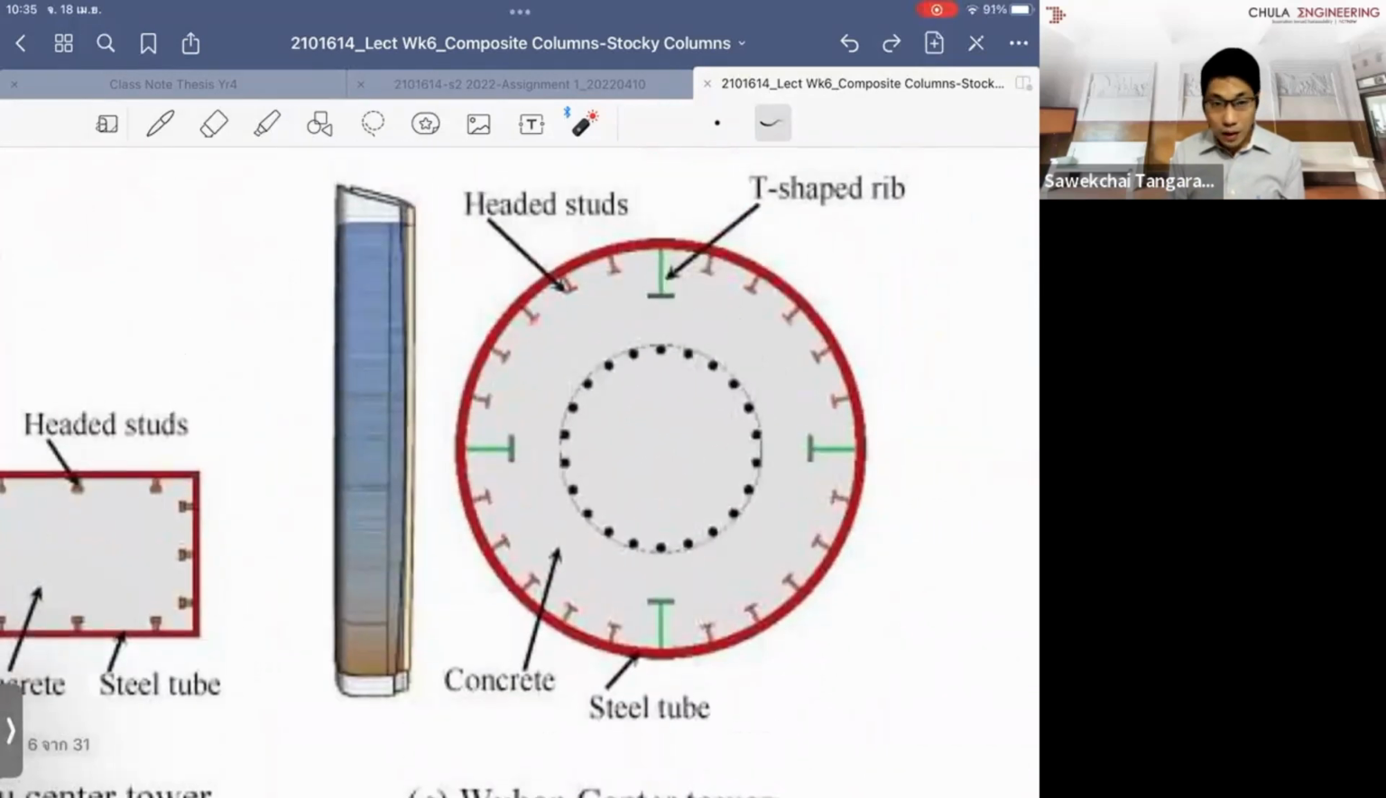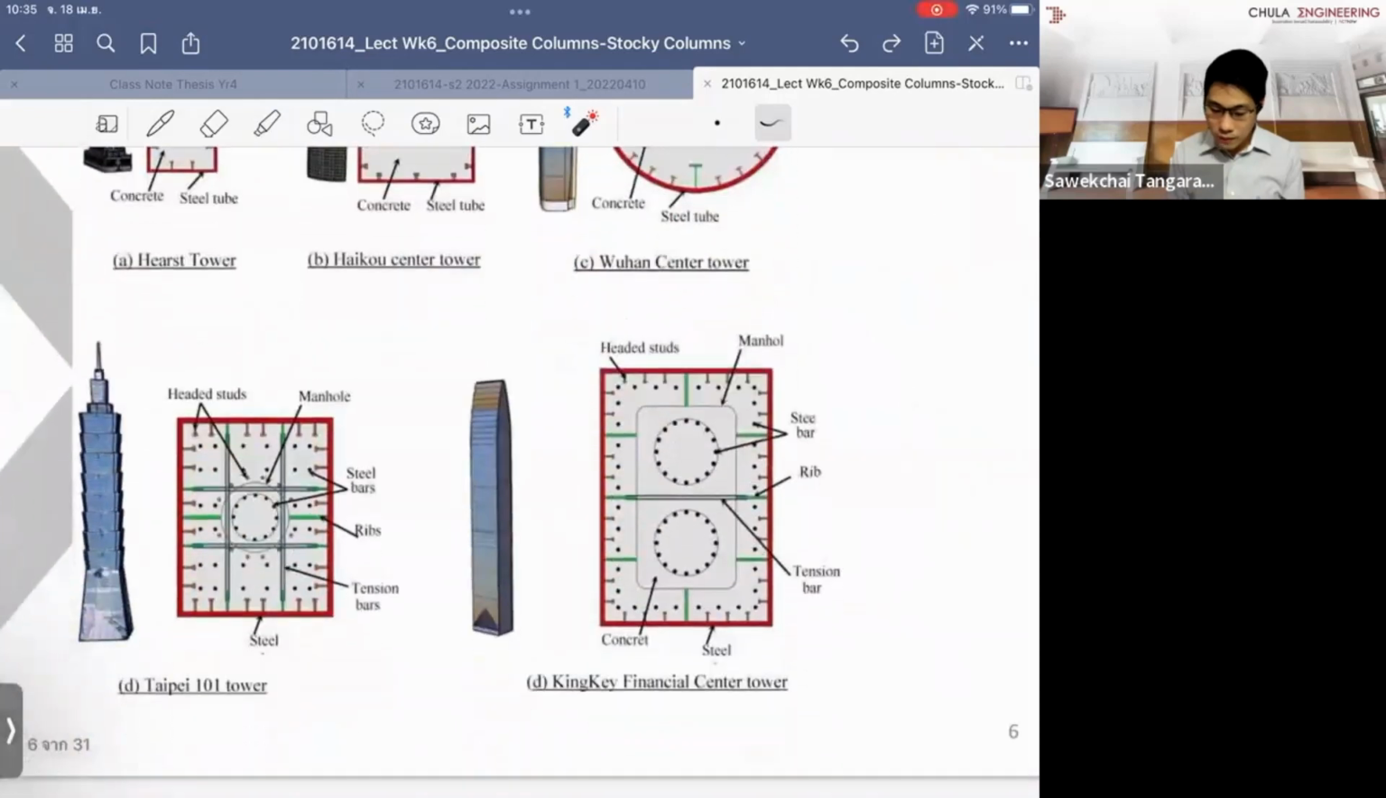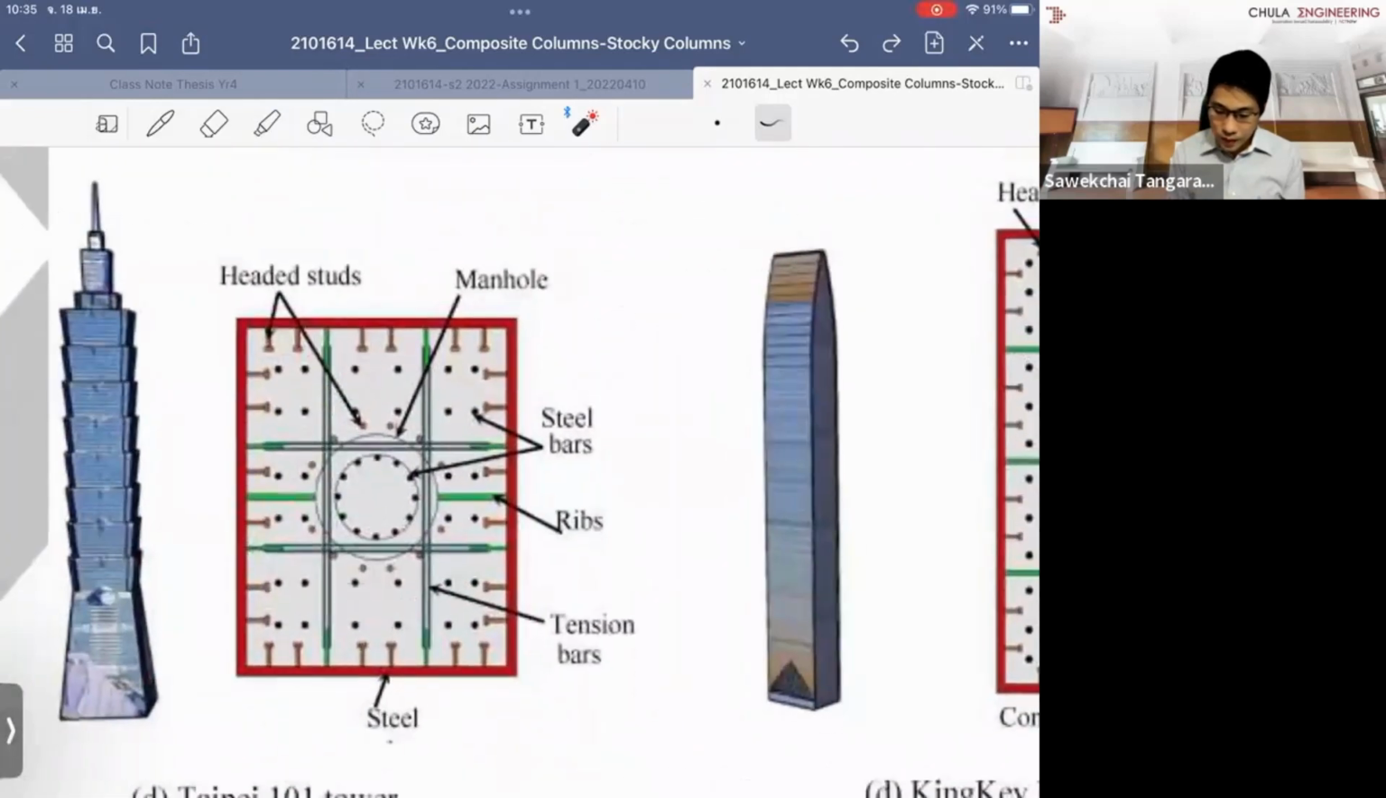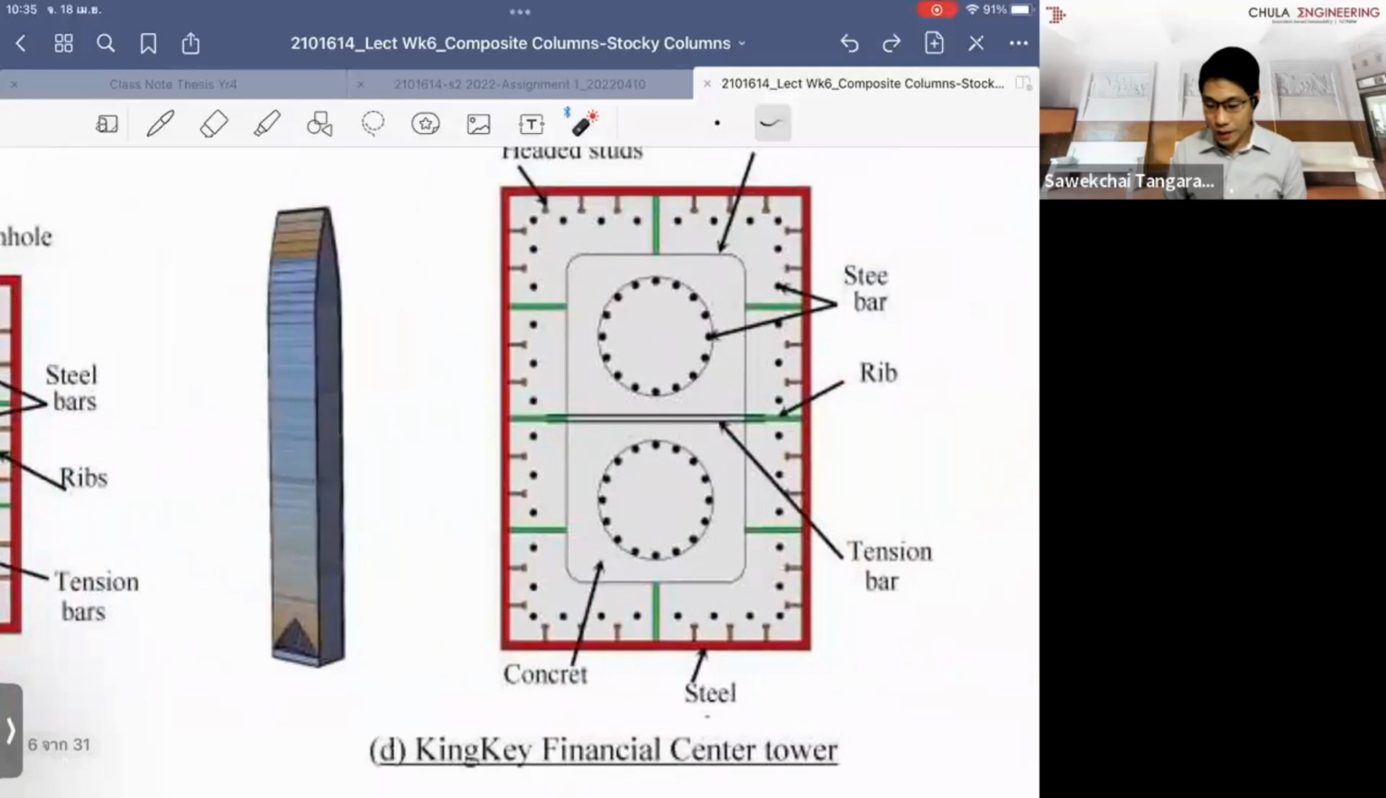When the size of the column is very big, you can provide a reinforcing bar here, and you provide the shear stud here. Or there are so many different types. For example, you have the manhole, right? You have the shear stud, and you've got the steel bar. It depends on how big. If the size of the column is more than 1 meter, then you can fit the arrangement of the reinforcement and also the shear stud and the steel tube, which is super big, and this one as well, right?